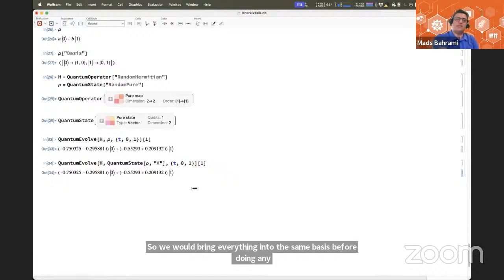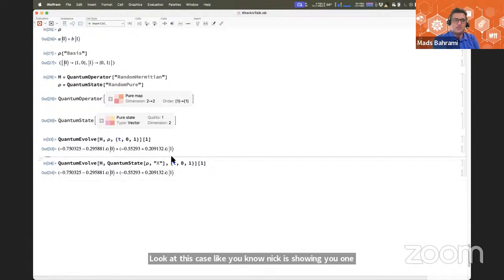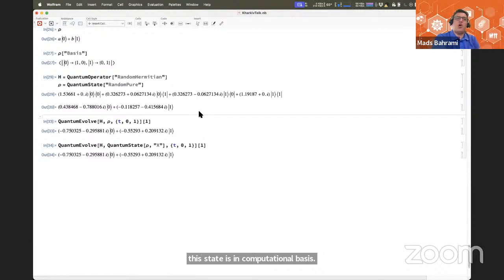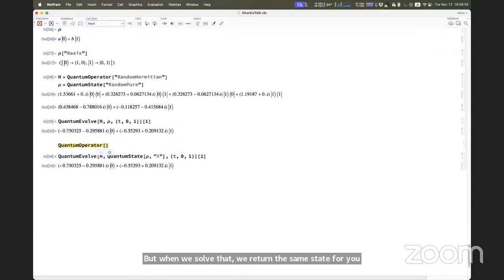Look at this case. Nick is showing you one example. In the first case, on the top one, the state is in computational basis. In the second case, Nick is feeding the basis in Pauli X. But when we solve that, we return the same state for you. We would take care of the basis transformation.